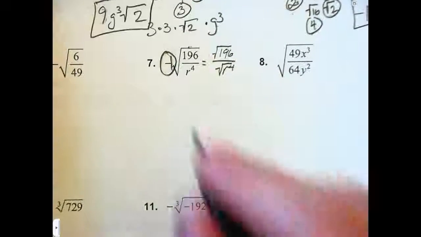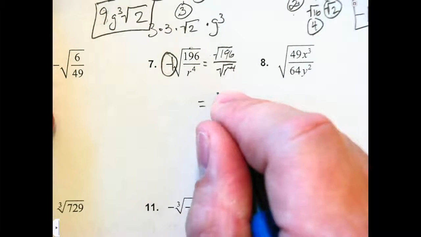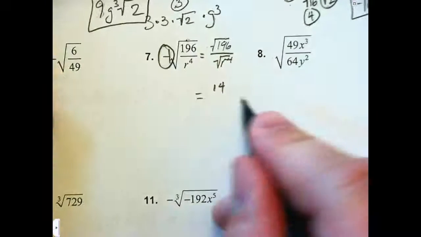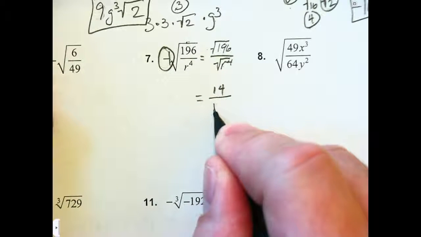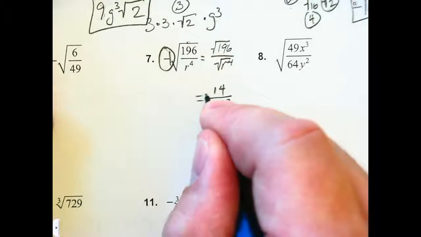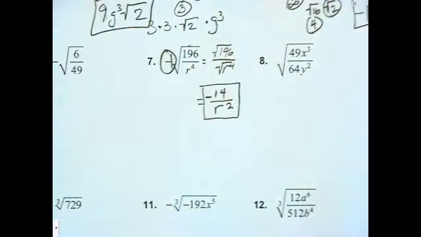Okay, which one was perfect? 196? What is that? 14. What else is perfect? R to the 4th is R squared. And the negative sign just carries out and you put it on at the end. There you got it.